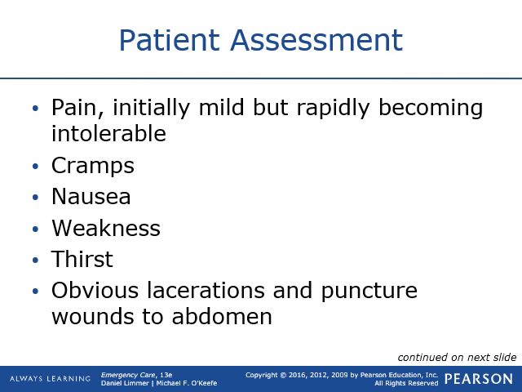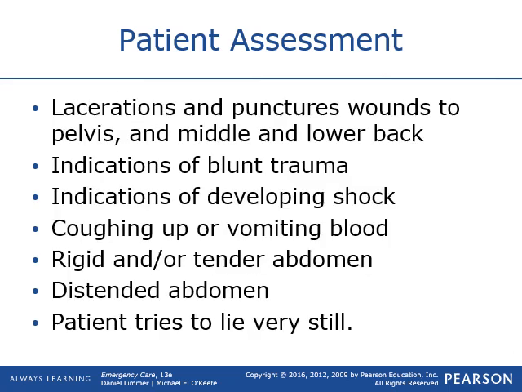The pain is initially mild but rapidly becoming intolerable. It's just going to keep increasing. A lot of times they're going to have cramps. Nausea is very common. They're going to be very weak, very thirsty. Obvious lacerations and puncture wounds to the abdomen. You're going to have wounds to the pelvis, middle and lower back, which can also affect the abdomen. Indications of blunt force trauma, especially motor vehicle accidents.